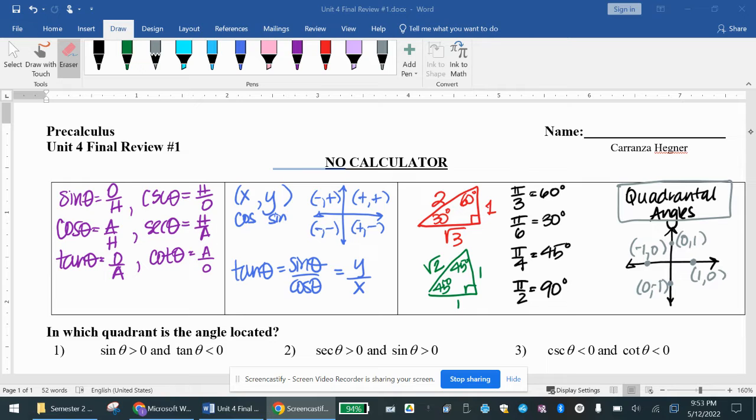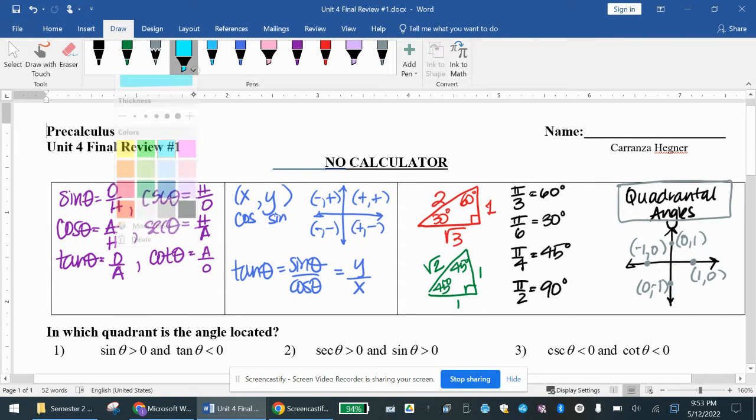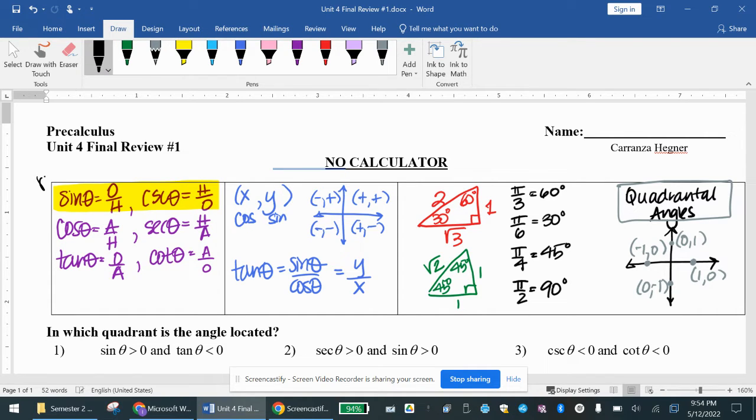Okay, so in these boxes are a couple of really important things we discussed when we first started the unit. When we first began the unit, we talked about how sine, when you're dealing with right triangles, is opposite over hypotenuse, and its reciprocal is cosecant, which is hypotenuse over opposite. Then we've got cosine and secant, those are reciprocals, and then tangent and cotangent, okay?